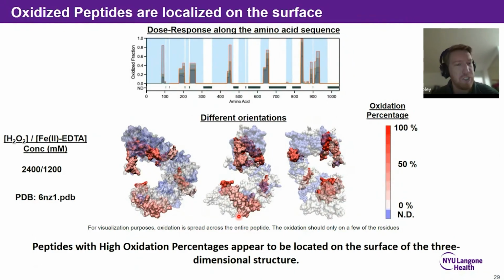And I do want to mention that the oxidation typically occurs on just a couple of residues. And for visualization here, I'm stretching the oxidation across the whole peptide. Realistically, it's not the entire peptide that's oxidized at every residue. It's only typically a few. And the color coding here is just to show the white see-through regions are the unoxidized, and the red regions are oxidized.